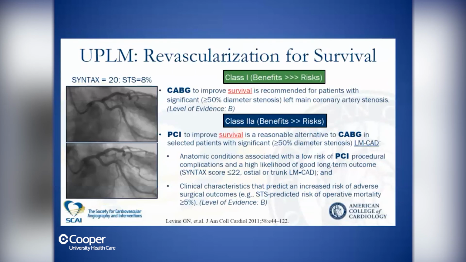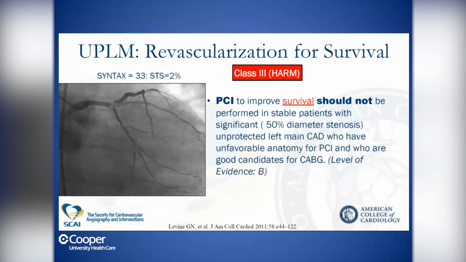Where does this leave us? The guideline still heavily favors surgery for left main disease. If you treat the patient for survival benefit, CABG is the only proven method to improve survival in left main disease of 50% or more. PCI is a reasonable 2A alternative to CABG in high risk surgery. So PCI should not be performed to improve only survival.